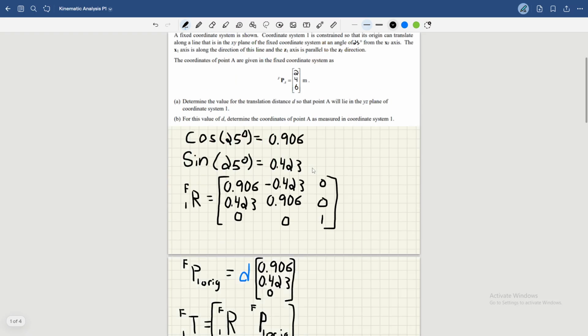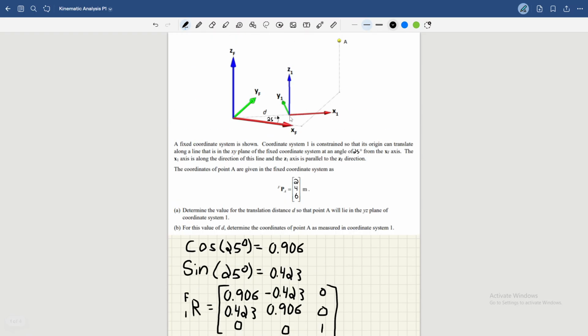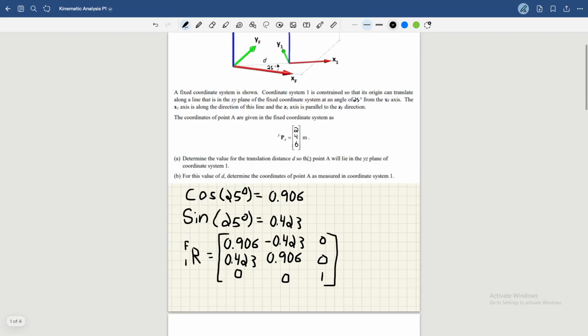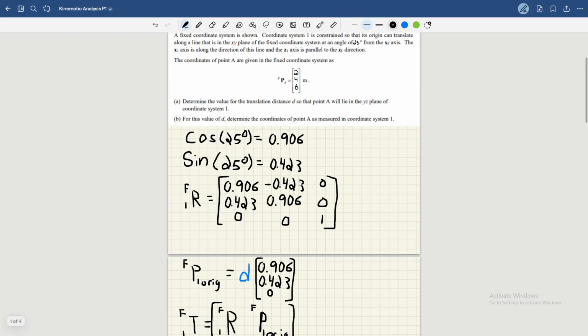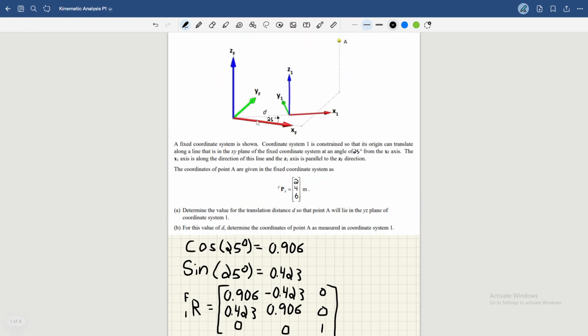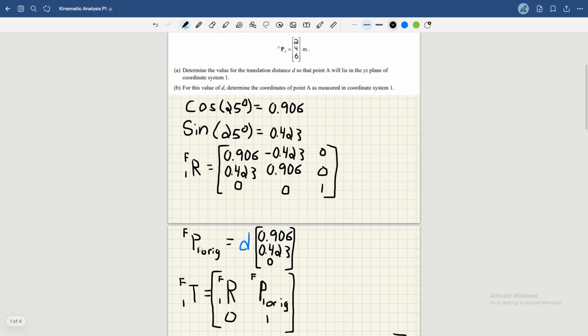Now, what about the d? What we want to know is how do we find the origin? We know the origin moves along this d. So if we look at the x, it's being rotated by cosine, and then we can calculate the y with sine. So all we have to do is the P1 origin is going to be 0.906, which is the cosine, 0.423, which is the sine, and then it's multiplied by d. Now we have both the rotation matrix and the origin of system 1.